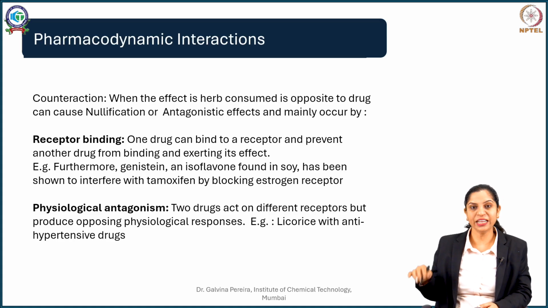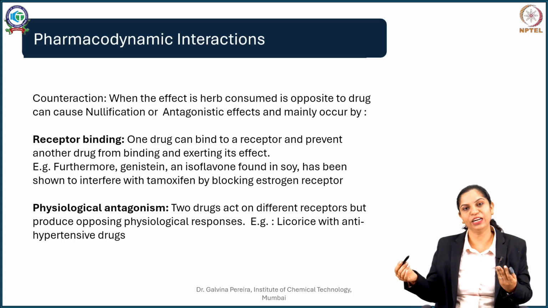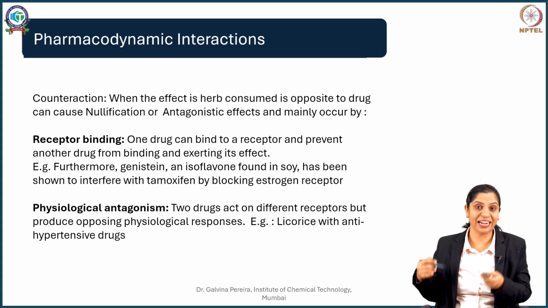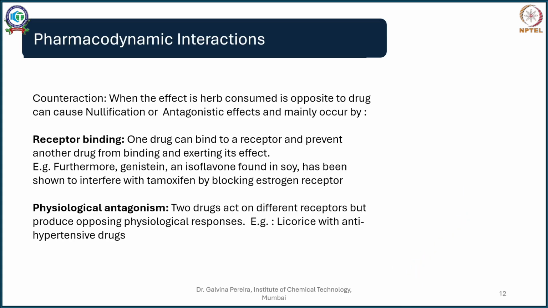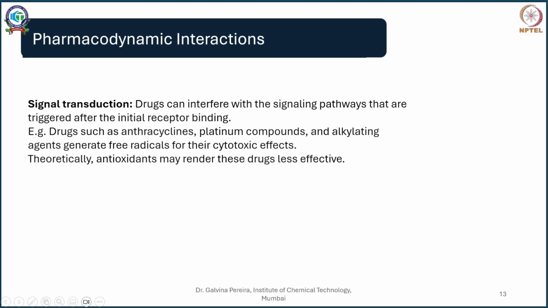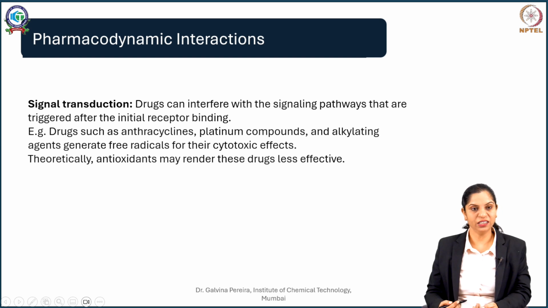So licorice increases the BP, antihypertensives decrease the BP. Physiologically they are not binding to the same receptors, but because they are acting on blood pressure, the net effect on blood pressure is seen. That kind of antagonism we call the physiological one. So pharmacodynamic interactions further include signal transduction. We have seen that it could be receptor binding, it could be physiological antagonism. The third case is signal transduction.